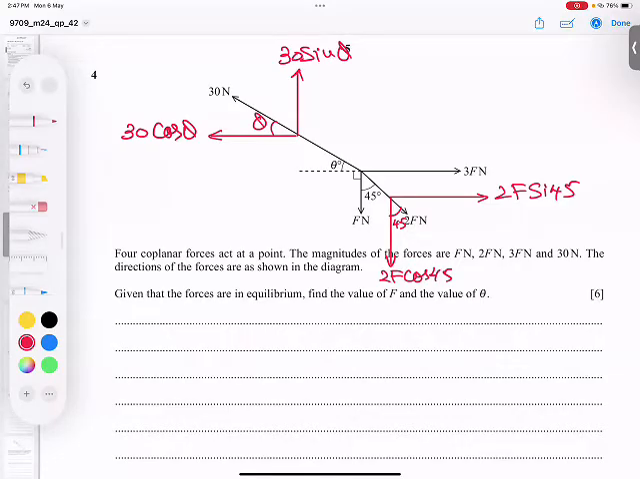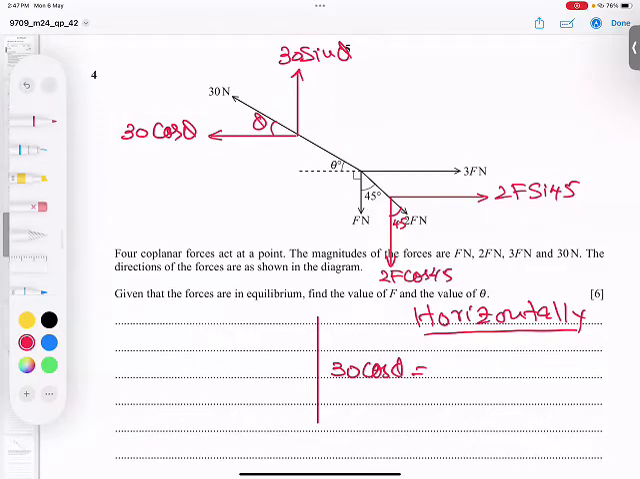Okay, so let's try to do it. Because the system is in equilibrium, I can say rightward forces are equal to leftward forces. These two forces are on the right side, and this is on the left side, and I will make them one equation. So let's start. First, I'm dealing with the horizontal components. Horizontally, this plus this equals that. So I'm writing here 30 cos theta is equal to 3F plus 2F sine 45. This is sine 45. All right, and I'm leaving this as well.